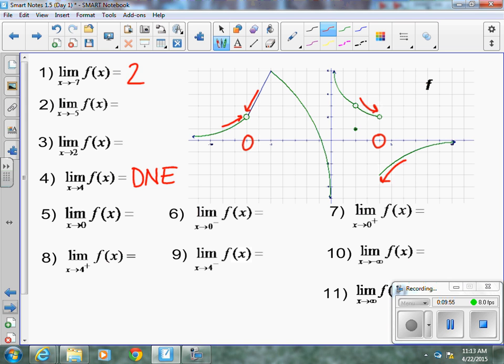Now, that doesn't mean that the limit doesn't exist from one direction. For instance, down here on number 8 and number 9, if we approach 4 from the positive side, that's just this direction. And notice that it approaches -3. They're only interested in the one direction. We don't have to check both. And from the left, that's going to be +2. So, stop the video, finish up these examples, and we will talk about all of them tomorrow.